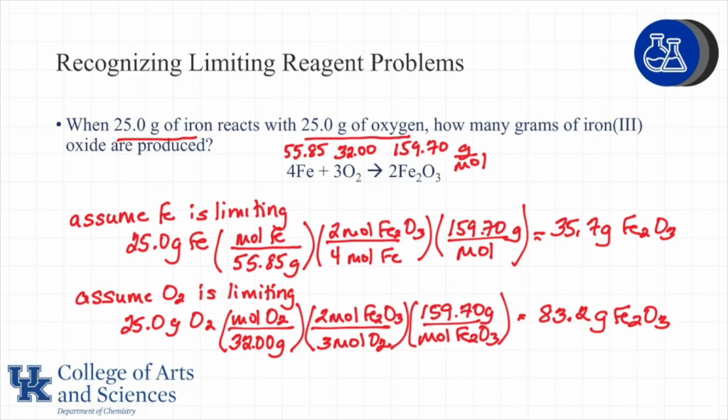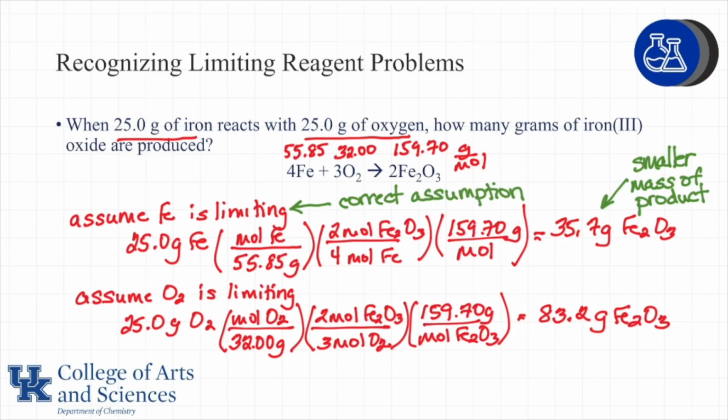that could be produced if oxygen was the limiting reagent. We see that when we assume that iron is limiting, the smaller mass of product was formed. Therefore, iron is our limiting reagent, and that is the correct assumption. We always have to look at which reactant will produce the least amount of product.